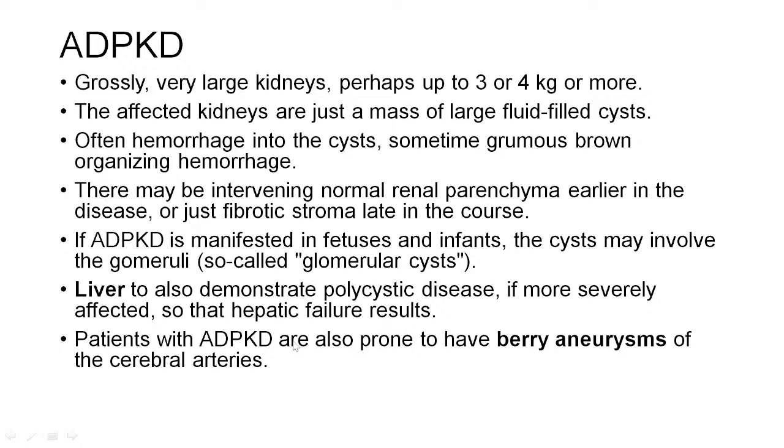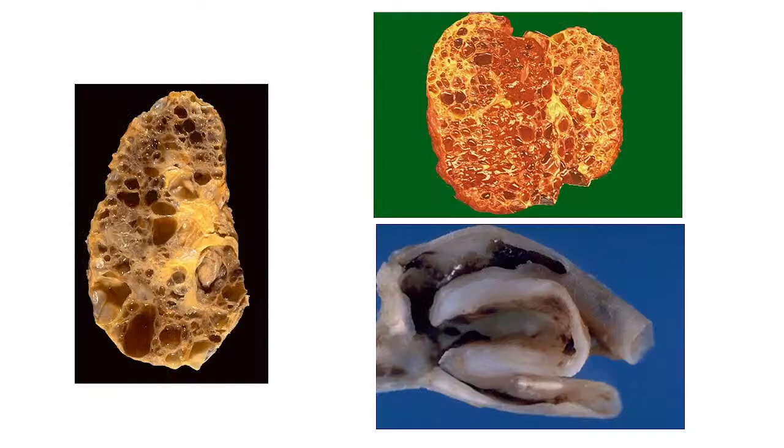So, ADPKD is prone to berry aneurysm in the brain. Berry aneurysms have a strong tendency to bleed, and once they bleed, it is most of the time lethal for the patient. So, this is something which is important for all of us to know.